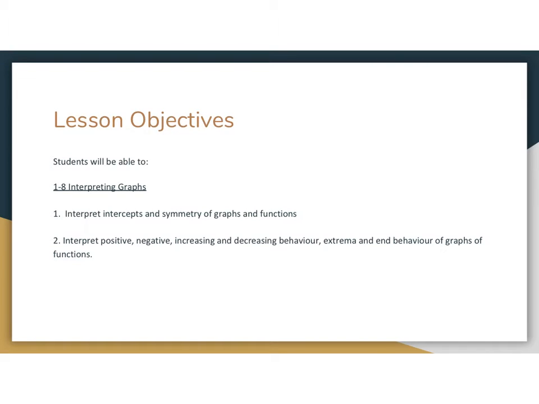Hi, Algebra 1 students. Today we are going to be learning about interpreting graphs of functions. So our lesson objectives for today are to interpret intercepts and symmetry of graphs and functions, as well as to interpret the positive, negative, increasing, decreasing behavior, the extrema and end behavior of graphs of functions. So make sure those are in your notes.